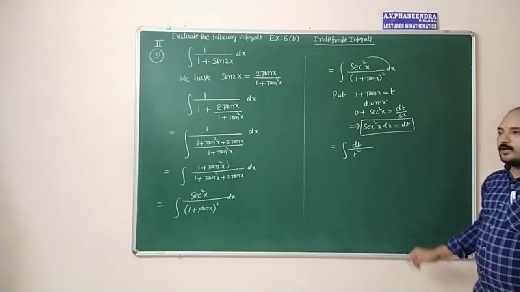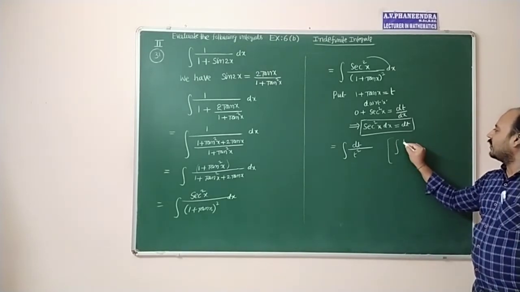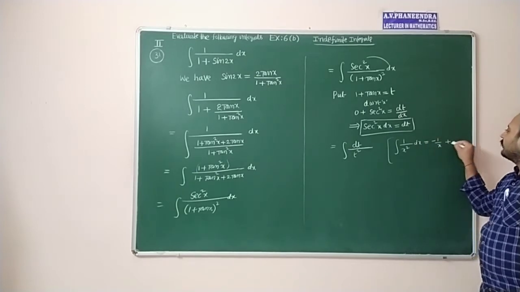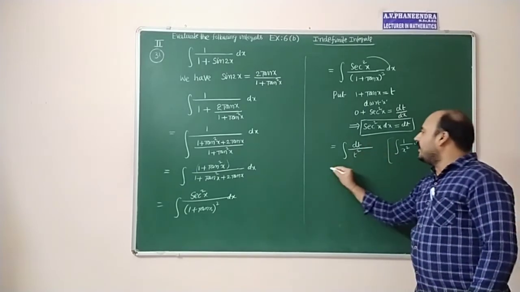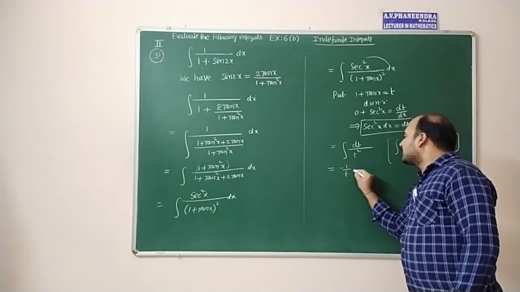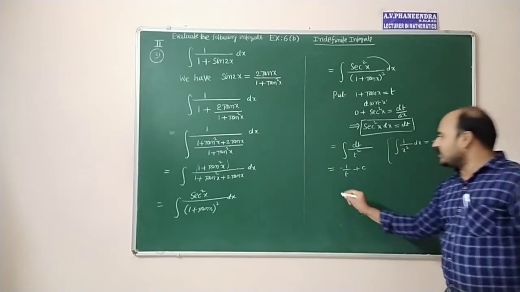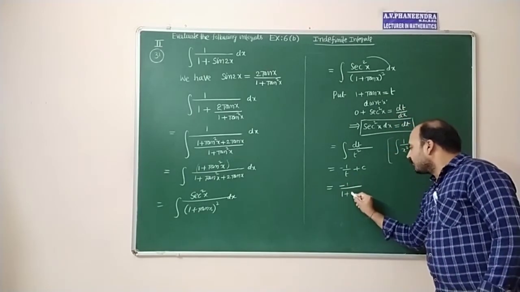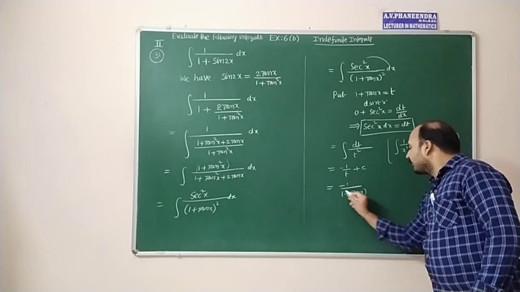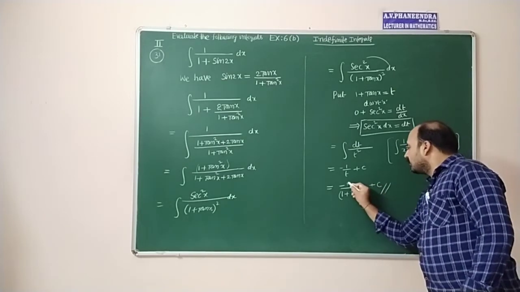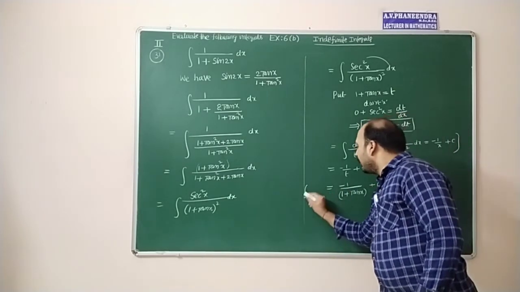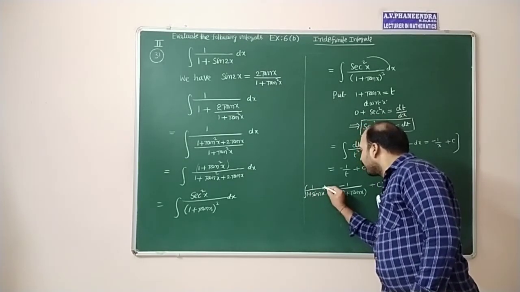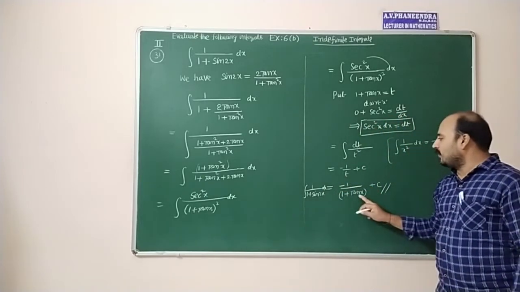In previous sessions, I told the formula for integral 1 by x square: integral 1 by x square dx is equal to minus 1 by x plus c. So integral 1 by t square into dt is minus 1 by t plus c, which is equal to minus 1 by, in place of t, 1 plus tan x, plus c. Therefore, integral 1 by 1 plus sin 2x into dx is equal to minus 1 by 1 plus tan x plus c.